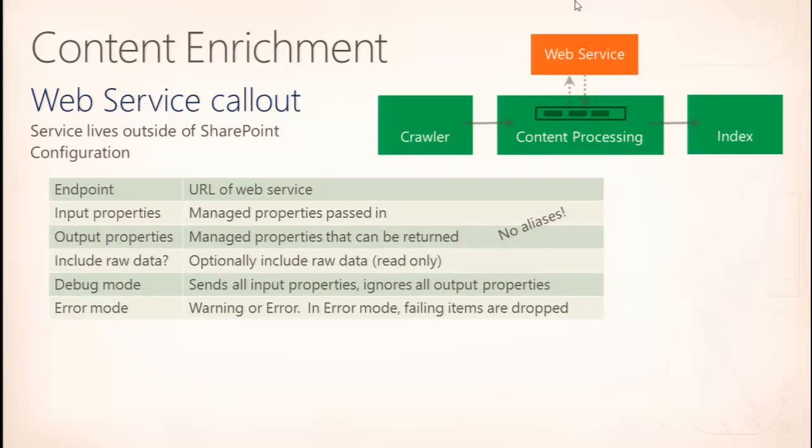There's also a debug mode. I think the important thing to note on the debug mode is that the way it works right now is you get all of the properties in, and you're not allowed to send any properties out. I believe this will be addressed at some point, but it's sort of a little annoying. The other thing is you can get the raw data in. This is important if you're doing your own extraction or processing of the content. It's read-only. You can't make any changes to it. And then lastly, and I think importantly, there's the error mode. If you put in an error and something happens with your web service, the document will fail and won't go into the index. I think this can be used for good reasons, and we're gonna do one of those today.